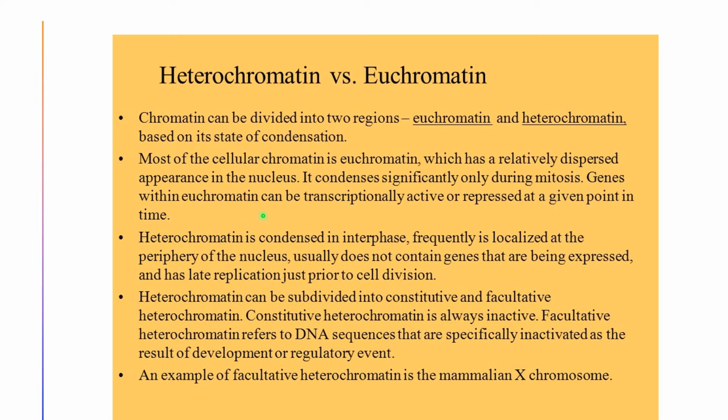Genes within euchromatin can be transcriptionally active or repressed at a given point in time. That is what you have studied before: euchromatin is a region where transcription takes place very actively because the DNA is exposed and can be transcribed very easily. Fine. Now, heterochromatin is condensed in interphase. It is the area which is more condensed. Frequently, it is localized at the periphery of the nucleus. It usually does not contain genes that are being expressed and has late replication just prior to cell division. Just a little time before cell division, the replication takes place.